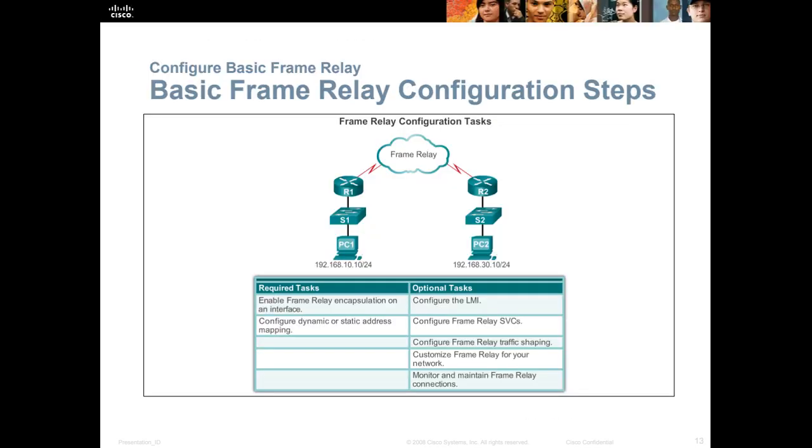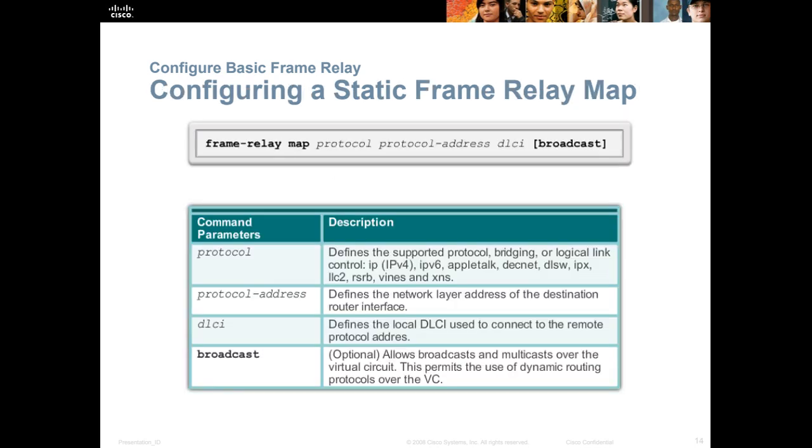To configure frame relay, we are going to do this in the lab, so I will skip this one. We have already talked about the command and the mapping. Why do we need to use the broadcast command, which is optional? It allows broadcast and multicast over the virtual circuit. This permits the use of dynamic routing protocols over the PVC.